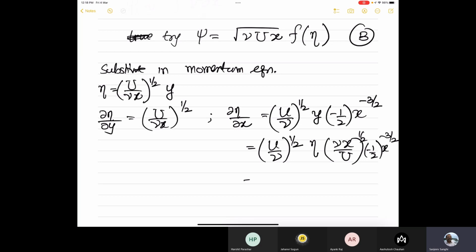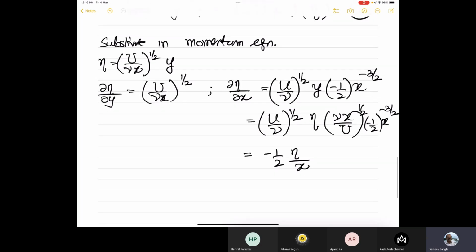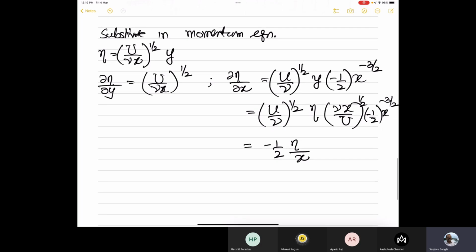And when I do this, this becomes equal to minus half will come from here. And then we will have eta divided by x. Because this U and nu will cancel out. And we have x to the power of half, x to the power of minus 3 by 2. It becomes x to the power of minus 1. So therefore, this becomes equal to minus half eta upon x. This is partial eta by partial x.